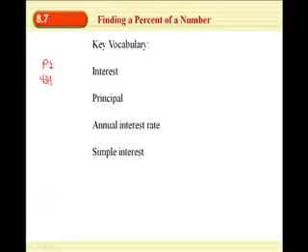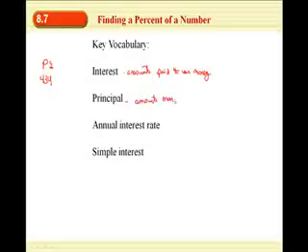Interest is the amount, like when you put money in a bank, it's the amount that they pay you, amount paid to use your money. Okay, principal, same deal here with the money. Principal is the amount of money you start with. Okay, and annual interest rate is the rate, usually a percent, at which you earn money.